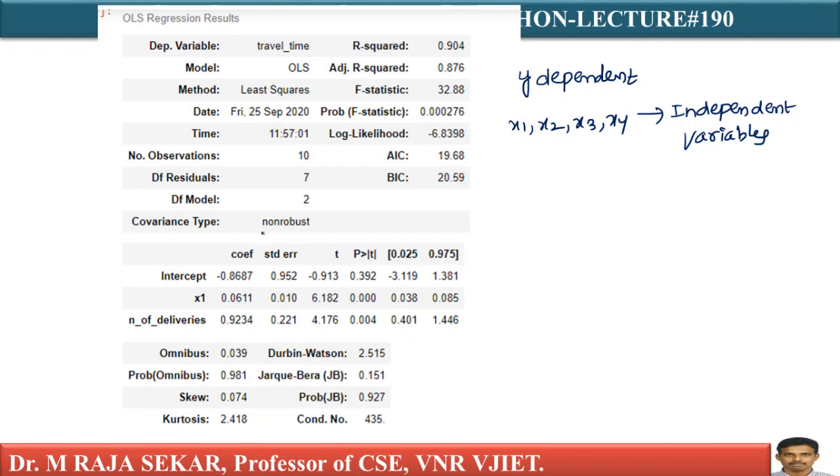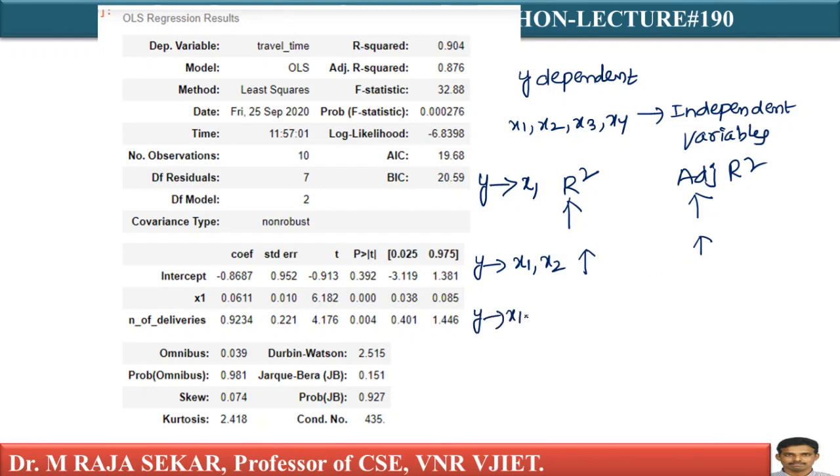Now what am I going to do? First, I will write the regression equation with x1 and y. If I write the regression equation with x1 and y, what will I get? I will get the R square value and the adjusted R square value. There are two things. Here, R square is increased and adjusted R square is also increased. Let me say I introduced one more independent variable, x2. Again I checked. Again R square increased, and adjusted R square also increased. So what will happen if x2 is really helping to explain the variability of y? Adjusted R square and R square will increase. Let me say I am including one more variable, that is x3.